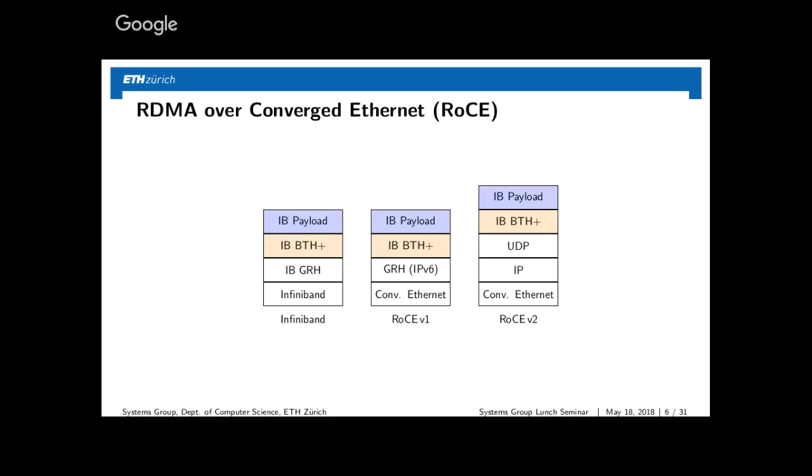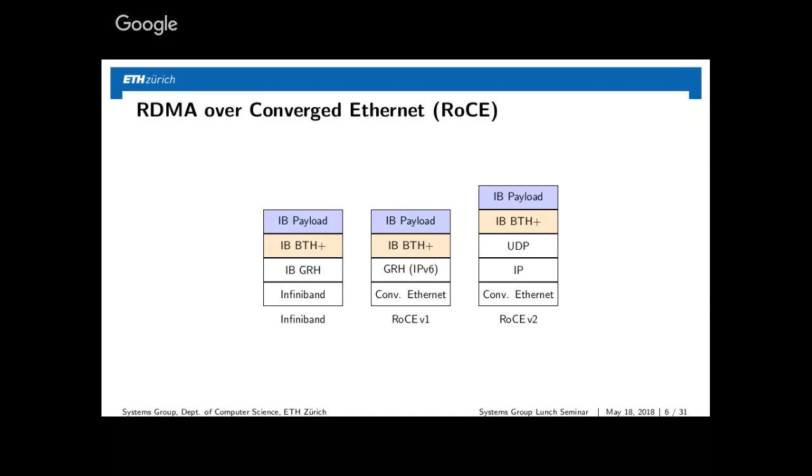And what it means is essentially this is more or less lossless, almost lossless Ethernet. And this is very similar to what you get on InfiniBand, which is also in theory almost lossless. And in RoCE v1, essentially we just change the physical layer. So we go from InfiniBand fabric to Converged Ethernet. We keep the global routing header, which is actually the same format as an IPv6 header. And then the InfiniBand protocol and payload is all the same.